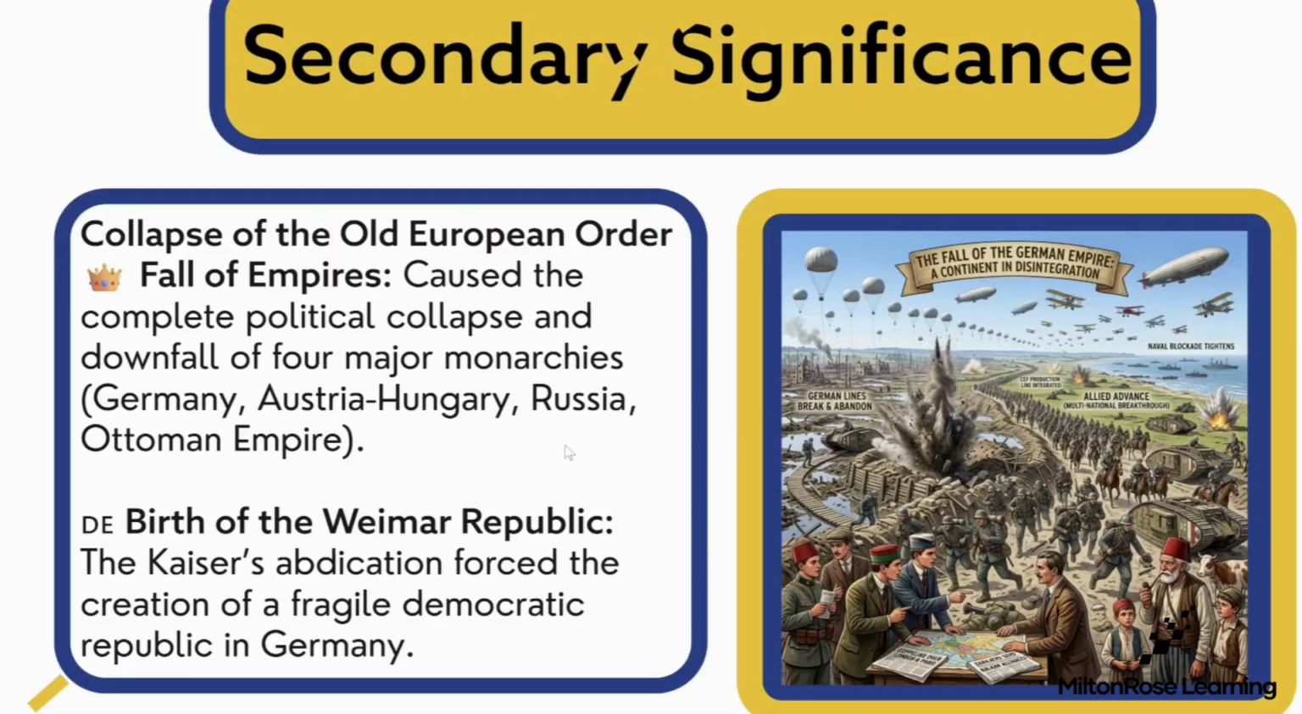And in Germany, the birth of the Weimar Republic. So the Kaiser abdicated and forced the creation of a very fragile democratic republic in Germany. It was very weak, but it was an experiment with democracy, wasn't it, in Germany? And then obviously Hitler ended that in 1933.